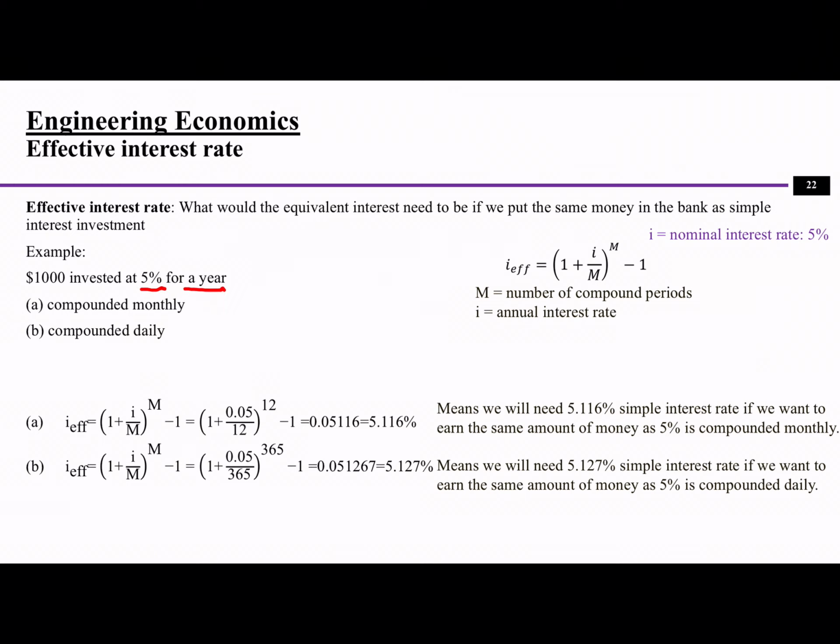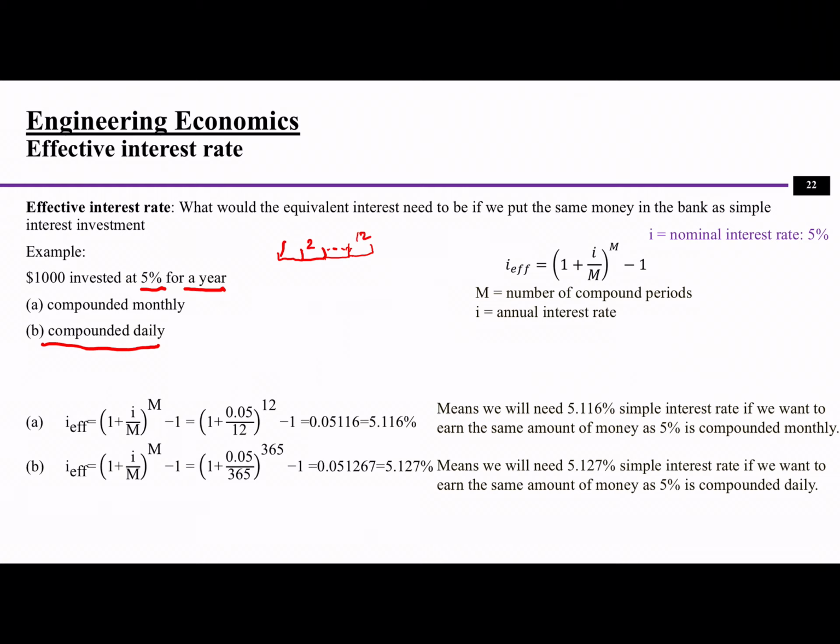Now let's use one example to look at this. All right, $1,000 invested at 5% per year, and if it is compounded monthly, what is the effective interest rate? And if it is compounded daily, what is the effective interest rate? What does it mean, compounded monthly? What does it mean by compounded daily?